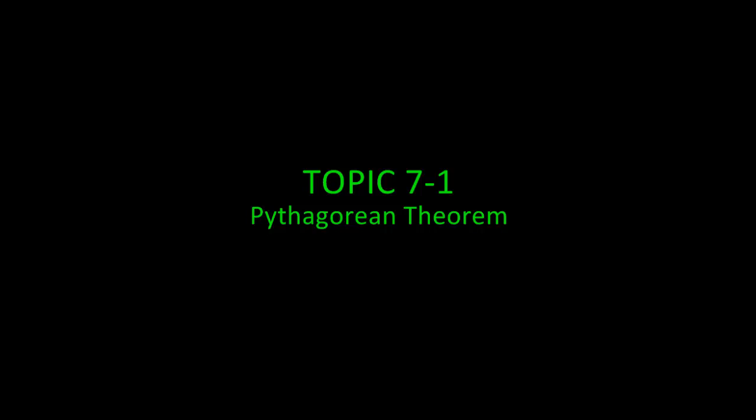Alright, today we have topic 7.1, Pythagorean Theorem. In this lesson, we are going to define the Pythagorean Theorem, and then we're going to use it to solve for a missing side for right triangles. Alright, let's go ahead and begin looking at our notes.